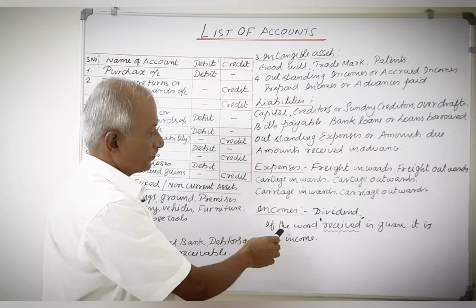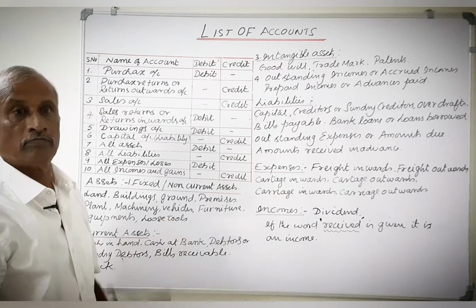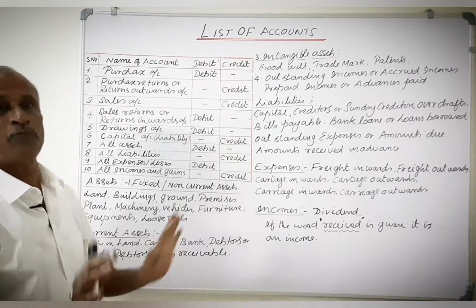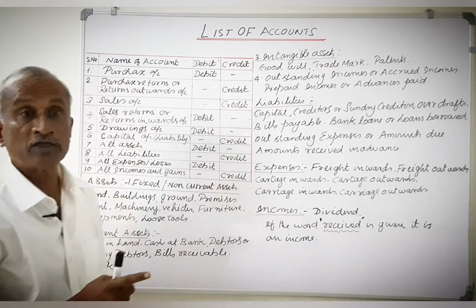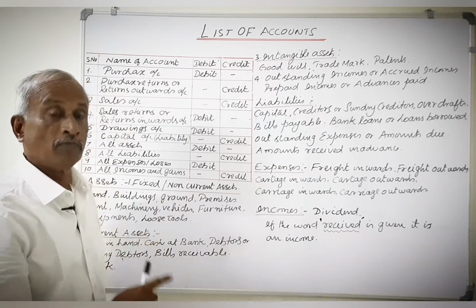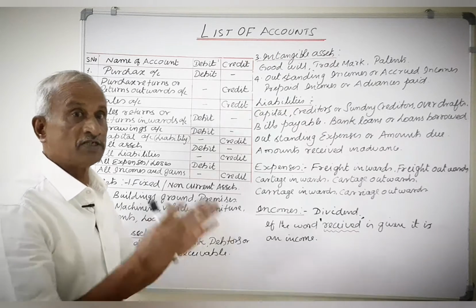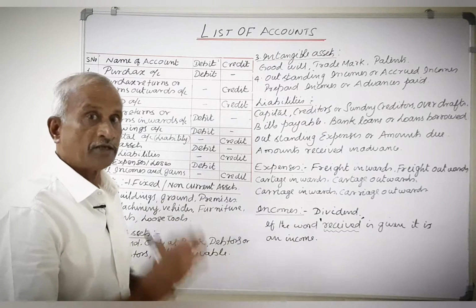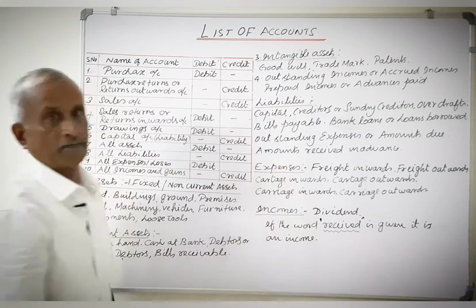Apart from that, if you come across the word received, it is income. Otherwise it is an expenditure. For example, rent is an expenditure, it will appear on the debit side of the trial balance, whereas rent received is an income, it is shown on the credit side of the trial balance. Unless the word received is given, take it for granted that it is an expenditure, other than the dividend.